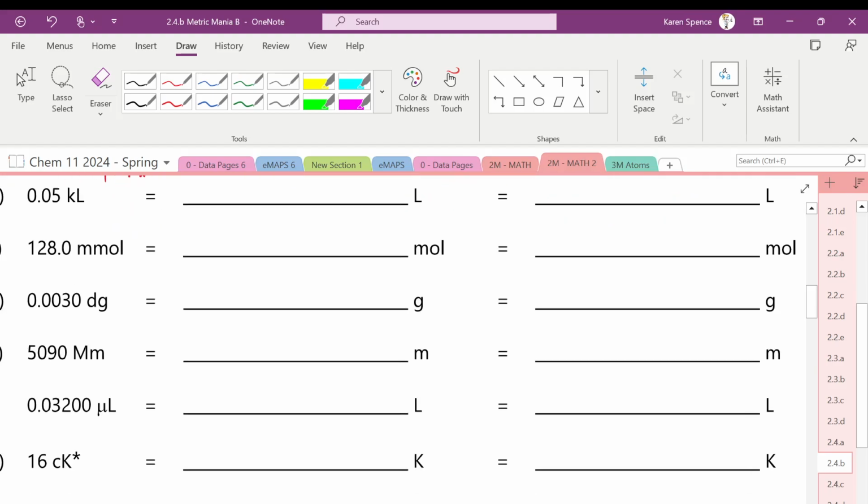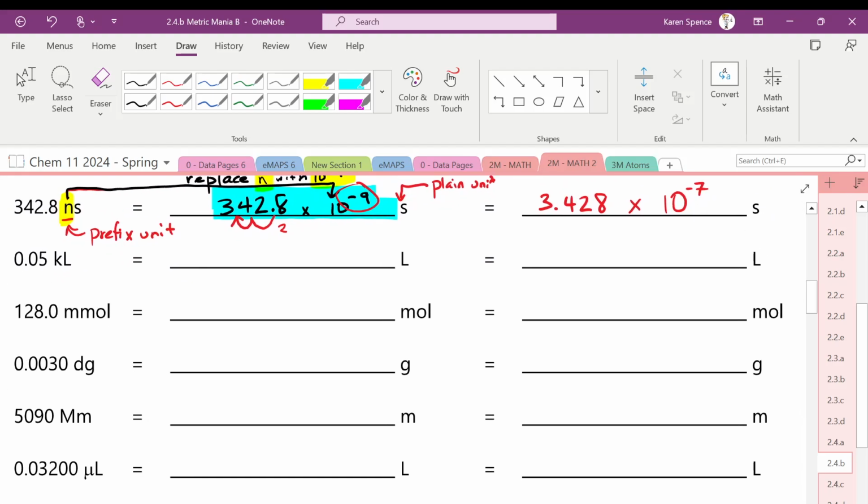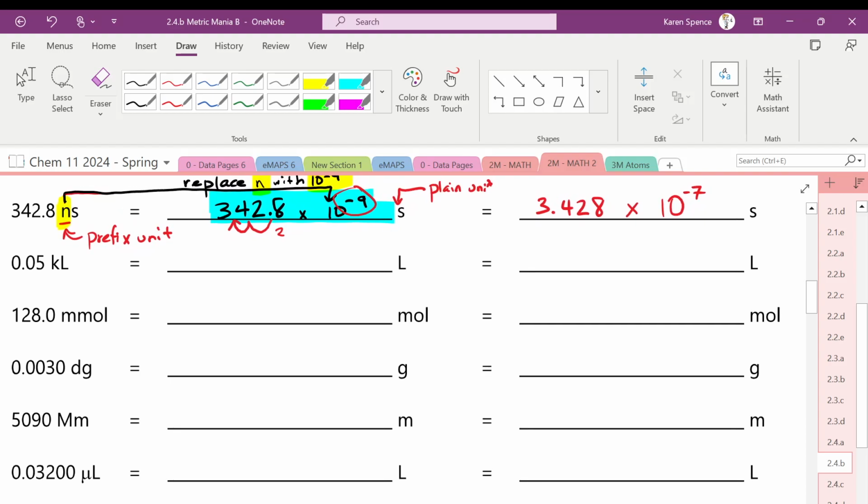Let's do the next one together, and then you can try a couple on your own. 0.05 kiloliters equals, well, I'm going to still write, because I want to just go to the plain unit. Remember, if I go from the prefix unit to the plain unit, I can just replace. So this would be 0.05. Now, instead of kilo, I'm going to write times 10 to the, what is kilo? Kilo is 10 to the 3.